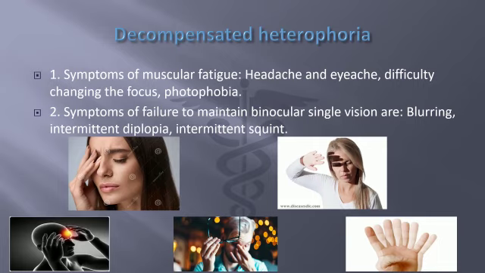his squint. These problems include the problems due to muscular fatigue and due to failure of maintenance of a binocular single vision. So the symptoms because of muscular fatigue include headache, eye ache, difficulty in changing the focus, and photophobia, which is a sensitivity to light. And symptoms because of failure to maintain a binocular single vision include blurring of vision, intermittent diplopia, and intermittent squint.